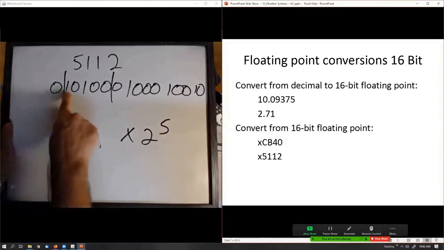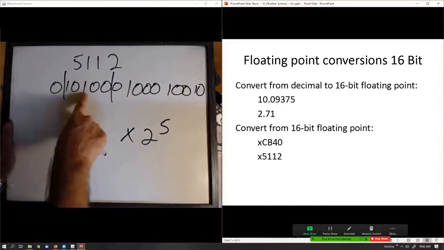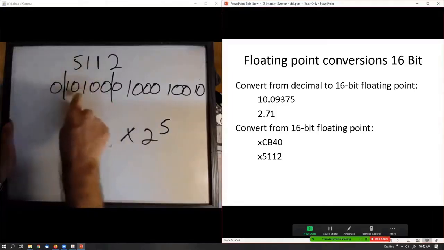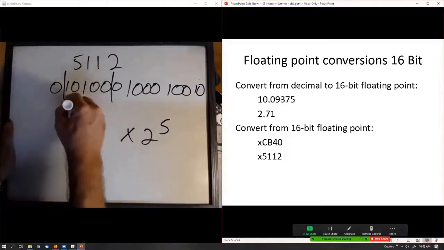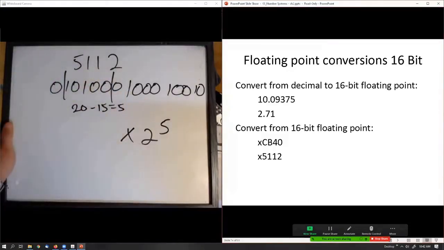How do I know that? Because that's 16. If I subtract 15 from 16, I got 1 left over. That's a 4. 4 plus that 1 that's left over is 5. If you want to write it out, that's fine. This is 16 plus 4 is 20 minus 15 equals 5. So 5 is the exponent.